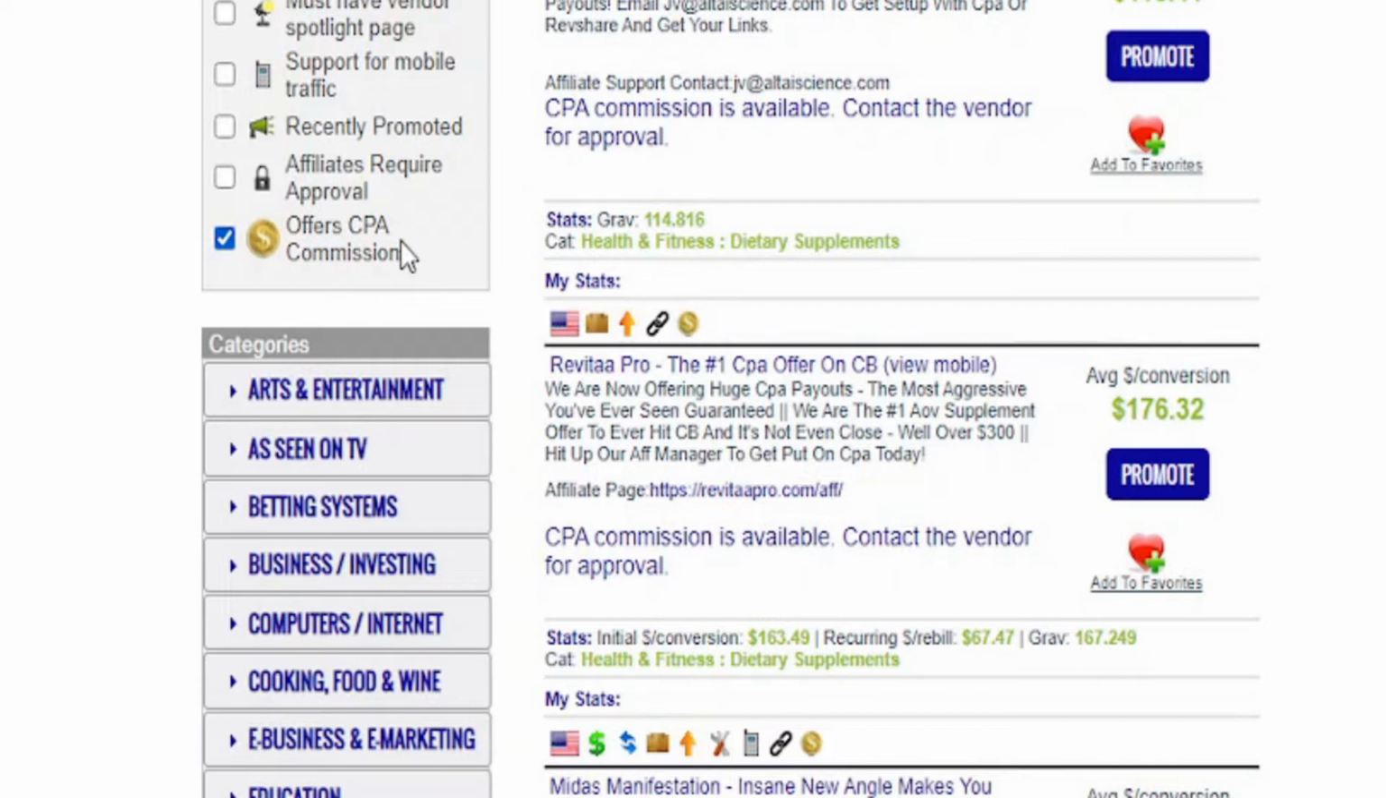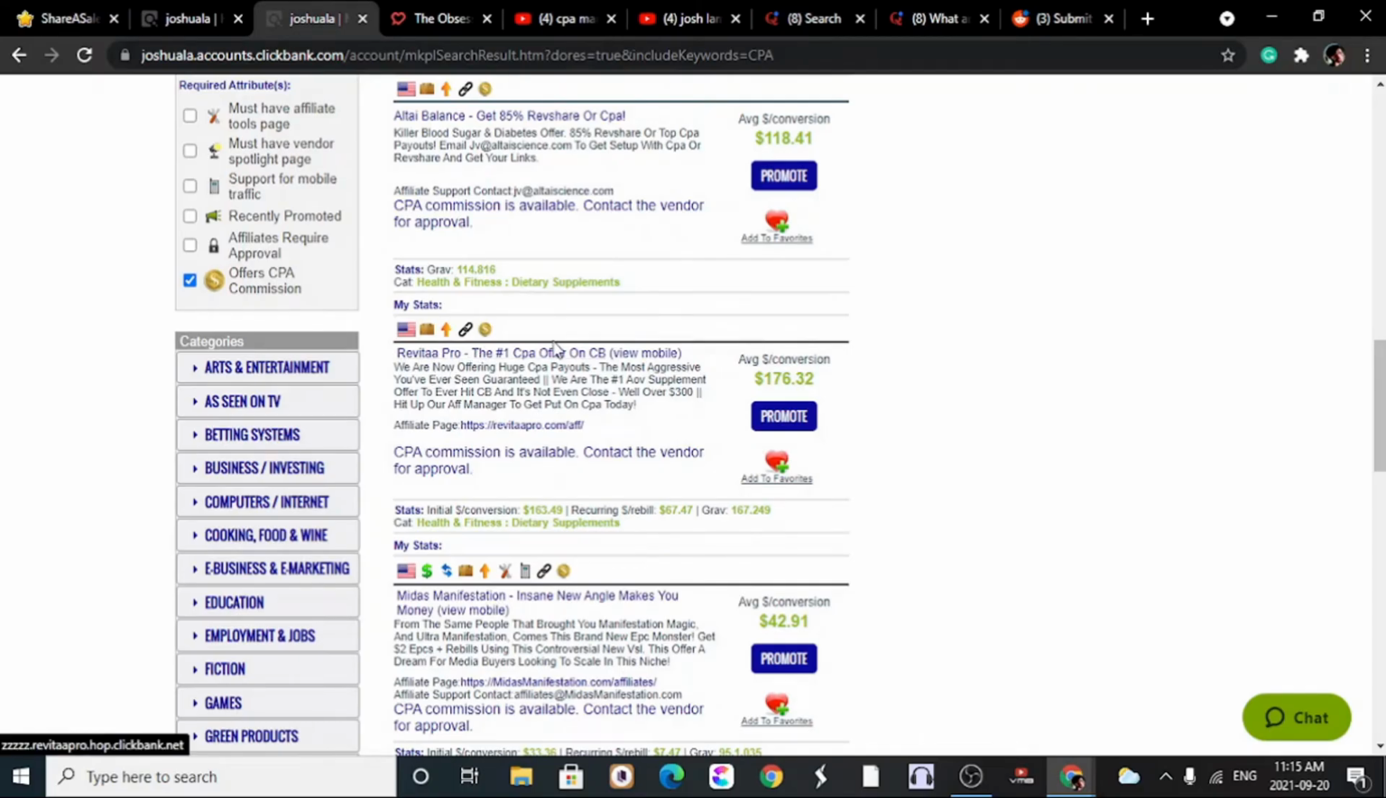The reason we want a CPA commission offer is that we get paid based on whatever price the person pays for the product. So let's say they bought this Vita Pro one, and we get paid $170. The prices may vary, I'm not so sure. I haven't promoted these, and I don't promote health offers. But say we got paid $170. That's one time, and you don't have to worry about refunds. That's another good thing about ClickBank and CPA commission. If they refund, you are not affected, because you're paid on a CPA commission.